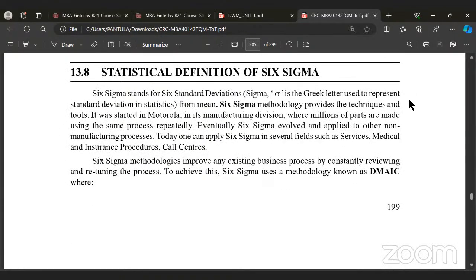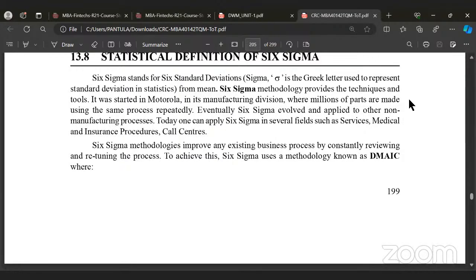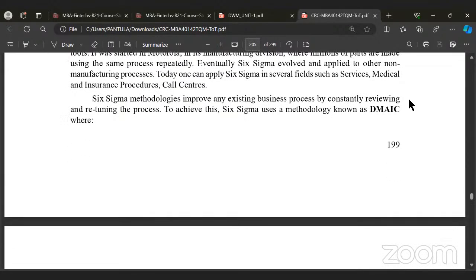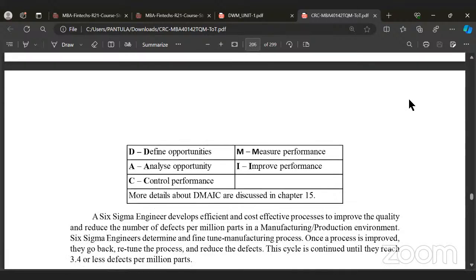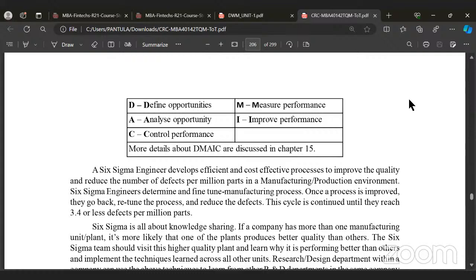So we know sigma is the Greek letter representing the standard deviation from the mean. Six Sigma methodology provides the techniques and tools. It was started in Motorola and manufacturing, where millions of parts are made using the same process repeatedly. Okay. It evolved to applications in non-manufacturing processes. Today, we can apply Six Sigma in the field of services. DMAIC. So DMAIC, we can see here: define opportunities, measure performance, analyze opportunities, improve performance, and control.